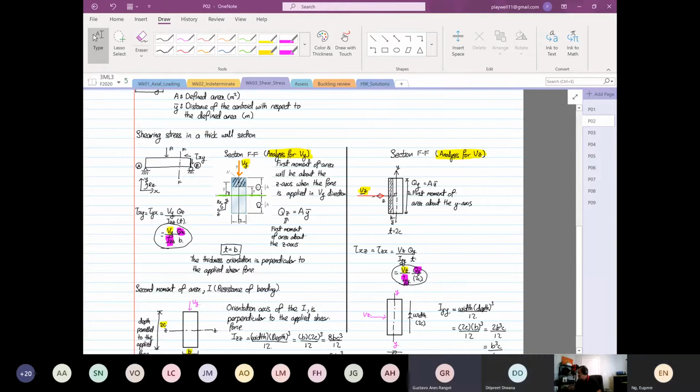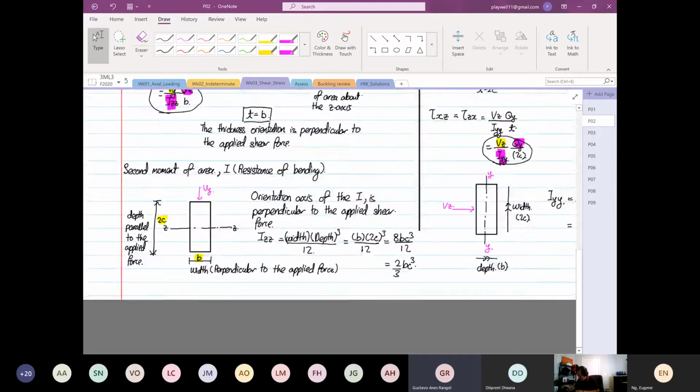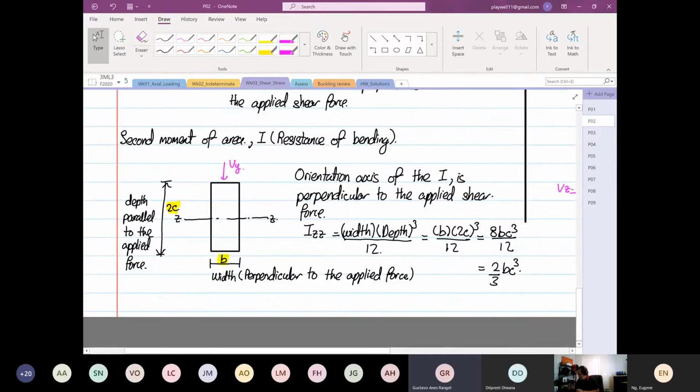I have a question related to the second moment of area. Is it always the same formula, no matter the shape? It will change. What I'm doing here is just for rectangular. For a circle, it will change. For an I-beam it is going to be similar, because an I-beam is made out of different rectangles, right?